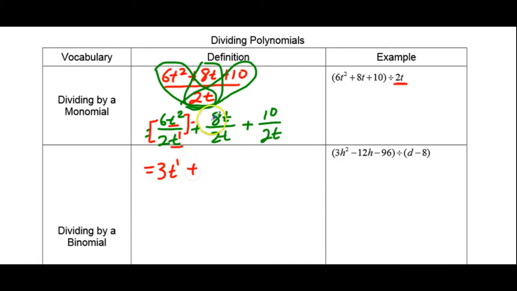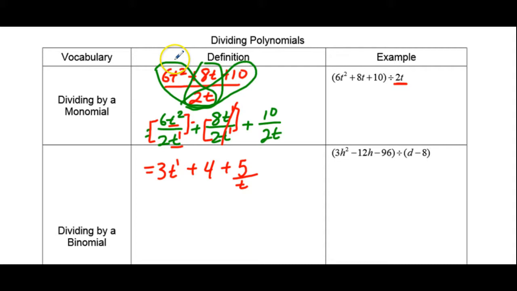Plus 8 divided by 2 is 4. T divided by t, as in 1 minus 1, is 0, so this crosses out and we just have 4. Plus 10 divided by 2 is 5. But there's no t up here, so the t stays down low on the bottom, and that's our answer: 3t plus 4 plus 5 over t. This is our simplified answer, and it's as simple as that.